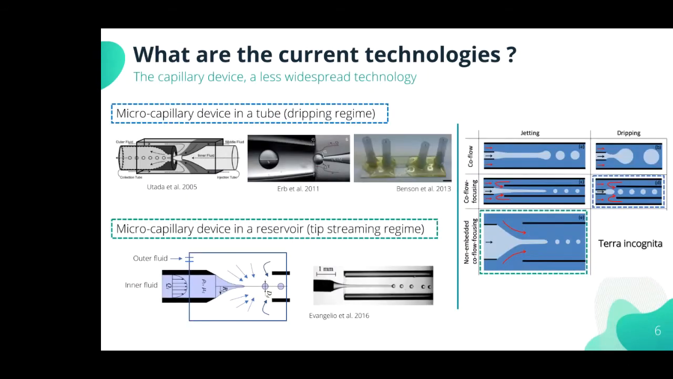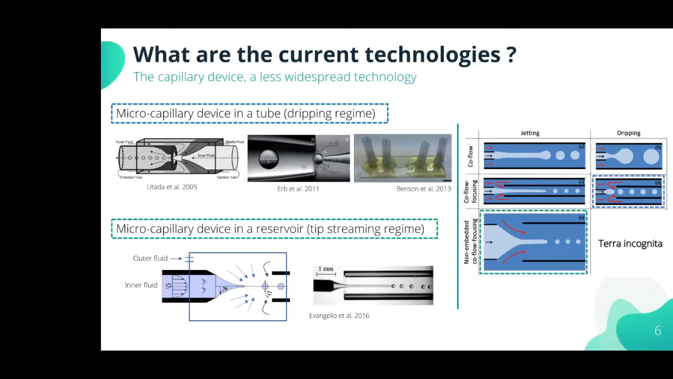Actually, this design almost exists. It was developed by the Dave Weitz group at Harvard in the early 2000s. They introduced two cylindrical capillaries with a cone-shaped tip in a square section tube to guarantee the centering. This technology is thus a combination of a coflow and a flow focusing, a coflow focusing, working in the dripping regime and in a confined chamber.